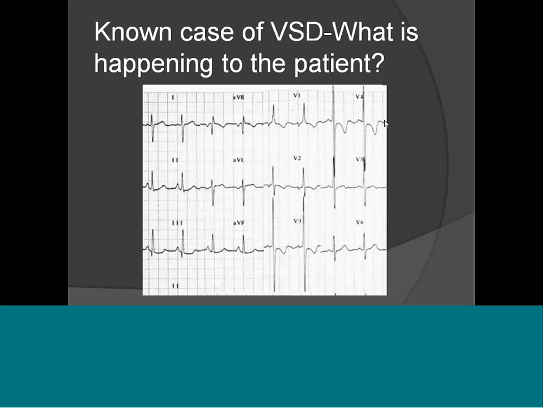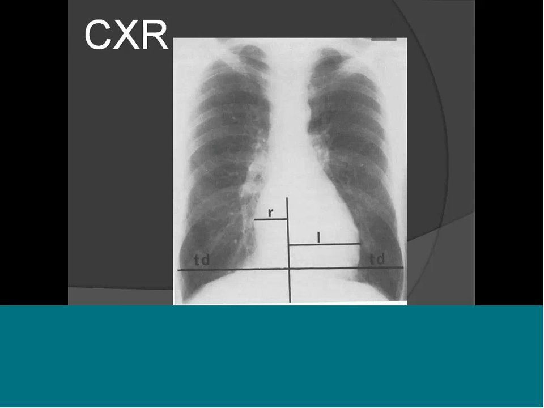What about this? This is a known case of a VSD. What do you think is happening to the patient? What do you think is going on? It's got right axis deviation, right? We have a pure R in V1. It doesn't have any Q waves in V5 and V6, right? So you'd be worried that this patient was developing Eisenmenger. You can't know for sure, but it's very worrisome when you get right axis deviation and RVH that this patient has gone in for Eisenmenger.